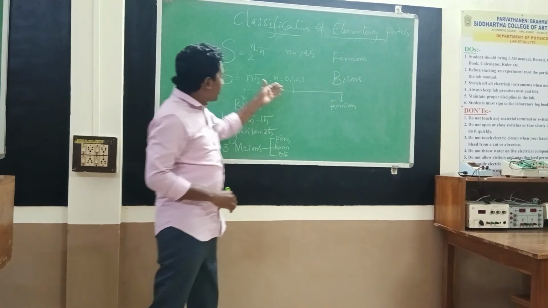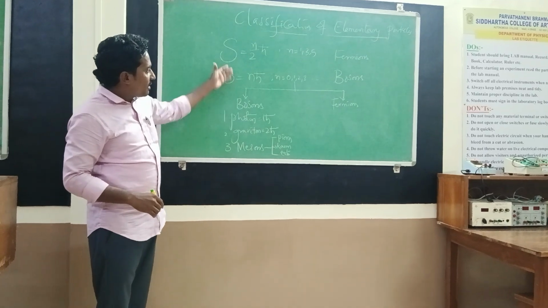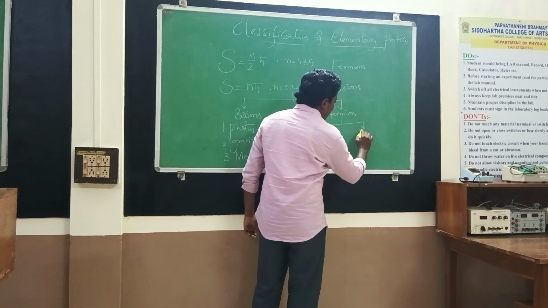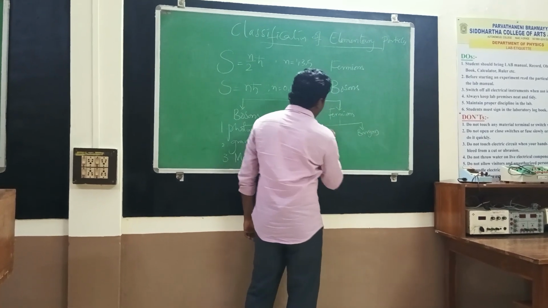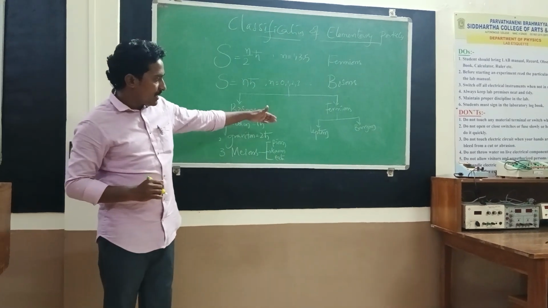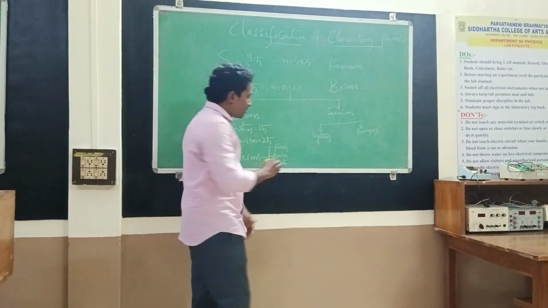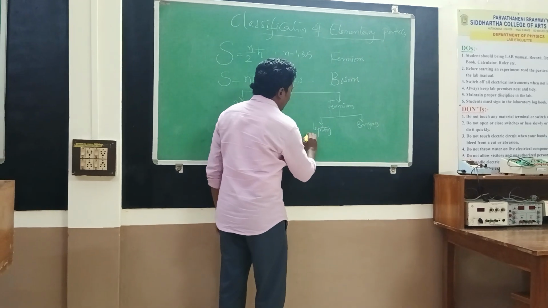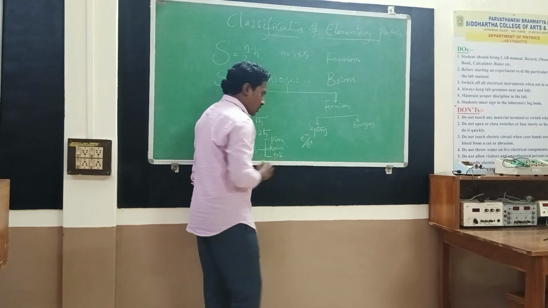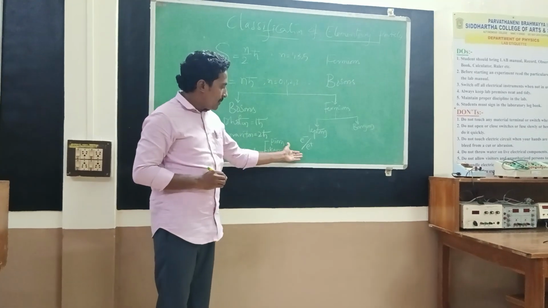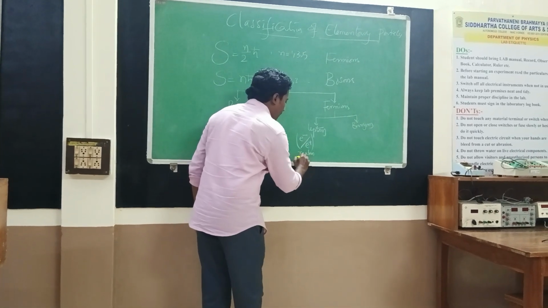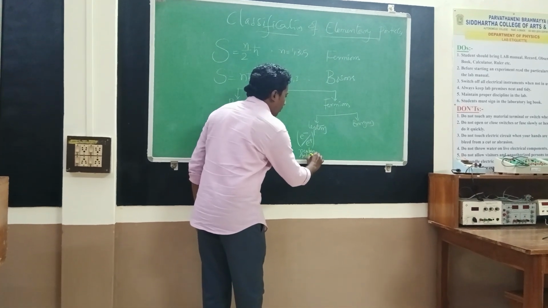As you know, fermions are half-integral spin particles; the spin of the particles is n by 2 h bar. These fermions are further classified into leptons and baryons. The leptons are material particles like the electron, its antiparticle the positron, and its neutrino and antineutrino.